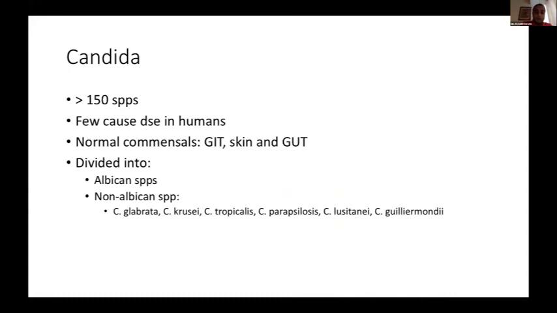Candida is the most common cause of fungal infections, be it in transplant patients or the non-transplant patients. There are more than 150 species of Candida, but very few of them cause disease in humans. Now, it's important to remember that the Candida species are normal commensals, which are found in the gastrointestinal tract, the skin, and the genitourinary tract. And we divide the Candida into the albicans species and the non-albicans species. That's very important because it has implications in terms of therapy. The most common non-albicans species include Candida glabrata, krusei, tropicalis, parapsilosis, lusitaniae, and guilliermondii.